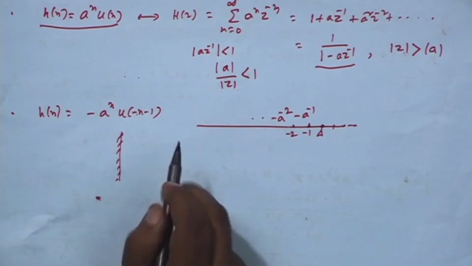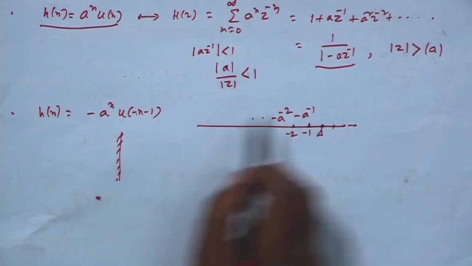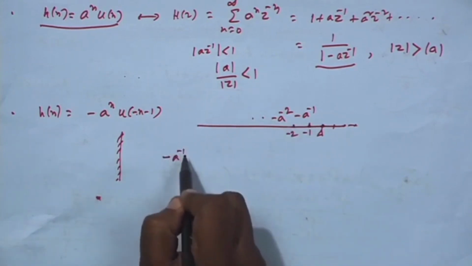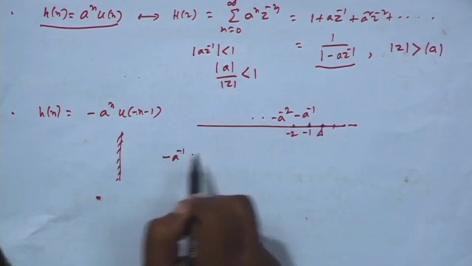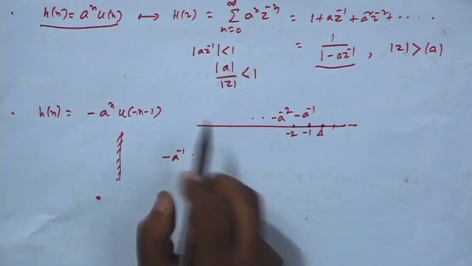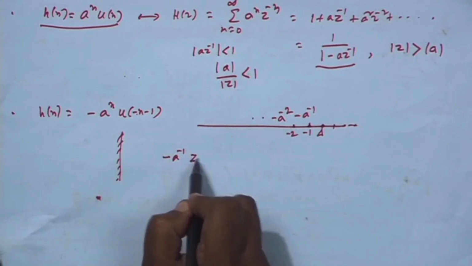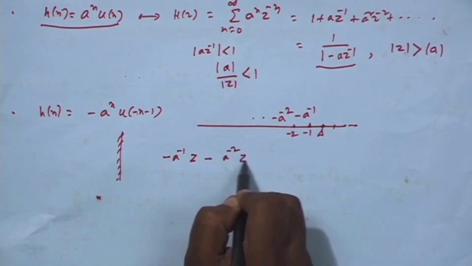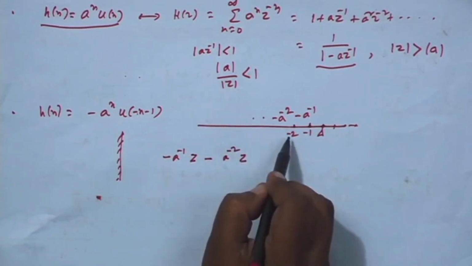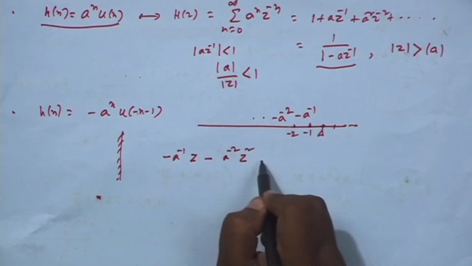So, its Z transform, if you write the expression now, will be minus a inverse, you have to start from here, z to the power minus n. In the Z transform formula it will be minus n, but n is minus 1. So, it will be z to the power plus 1. Then minus this, z to the power minus n, n is minus 2. So, minus minus plus z square.